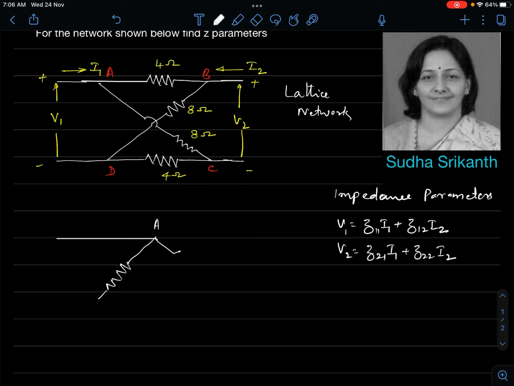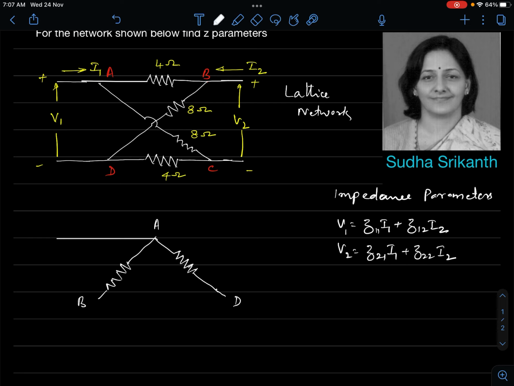And from A, via an 8 ohm resistor, I'll go up to point D. Okay, so this is my D, this is my B. From B, if we can see, there is an 8 ohm to D. Right, from A we have a 4 ohm resistor.